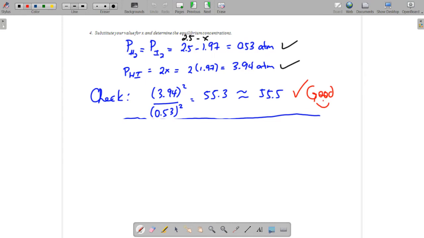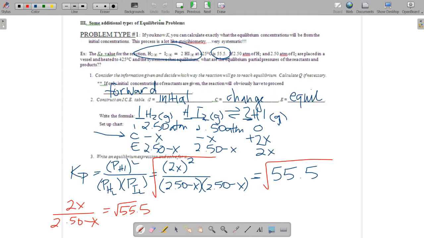So in this one, that is going to wind up being 7.45, that is the square root of 55.5, times 2.50 minus x. And that is going to equal, so I'm going to multiply that up there, and that's going to equal 2x.